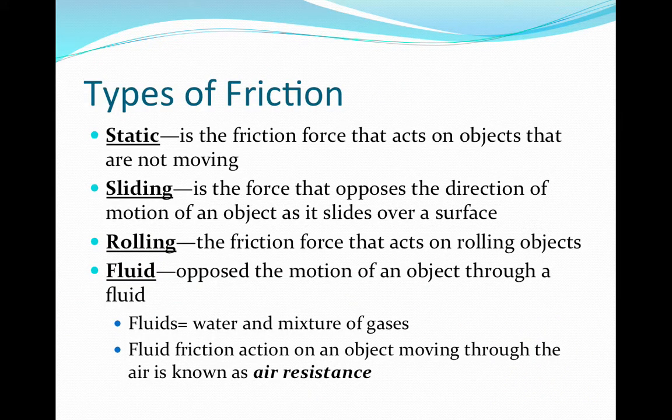Alright, so let's look at the first one. Static is basically the type of friction that acts on objects when they are not moving. So if I'm standing still, gravity is pushing down on me and the floor or the ground is pushing up on me. This makes me static, not moving, and that's that type of friction. But the three that involve moving as a result of friction, the first one's sliding. That's like if I take a box and push it across the floor, that is sliding.